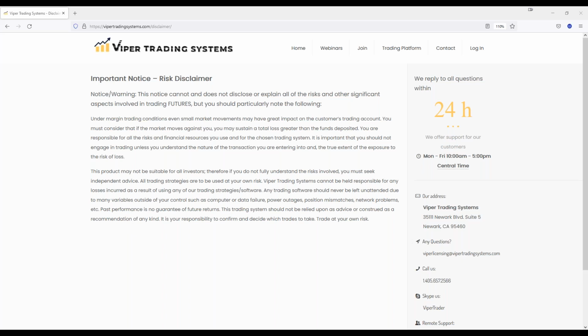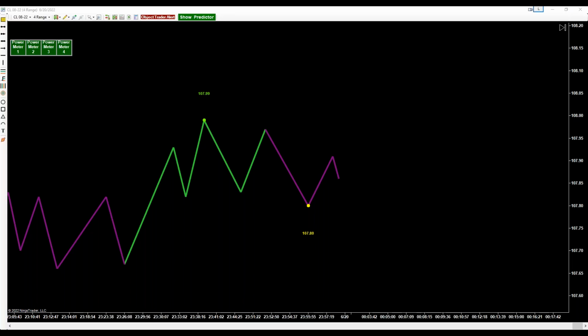You should be able to see a chart coming up on your screen. All right, I see it in my little viewfinder, so you should be able to see it too.